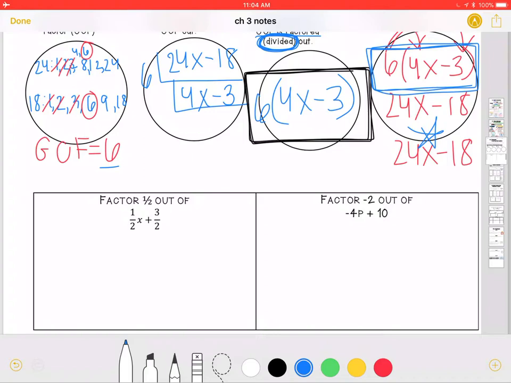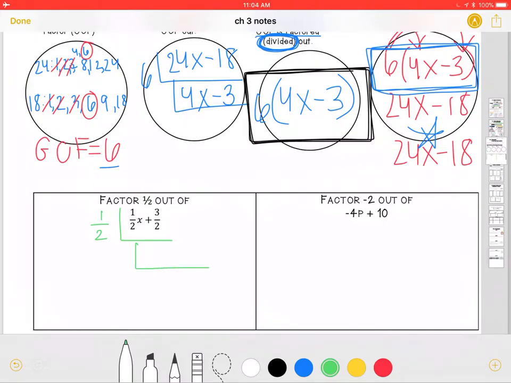Let's look at this example here. Factor 1/2 out of 1/2 x plus 3/2. We're dividing it out of this expression. So you might want to rewrite it, or I'm just going to show we're going to start that upside down cake method. If it wants me to factor 1/2 out, I'm going to show like I'm dividing out a half. I'm going to add my next cake layer.